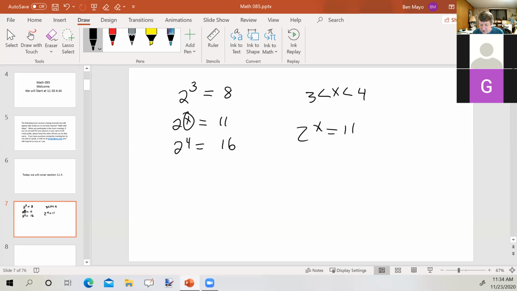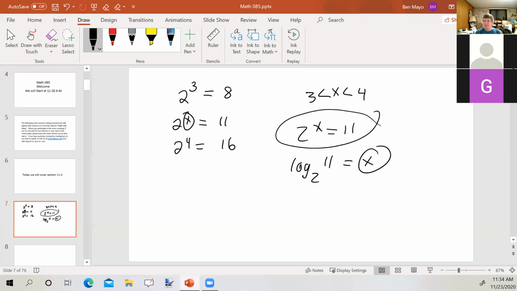Or we could take this exponential equation and rewrite it as what is known as a logarithmic equation. And the way that would look would be this: log base 2 of 11 equals x. Now, if you've never been exposed to logarithms before, you're going, what just happened? Well, we're going to talk about that. But what I do want to point out right now is that by taking this exponential equation and rewriting it as its equivalent logarithmic equation, I have isolated x.